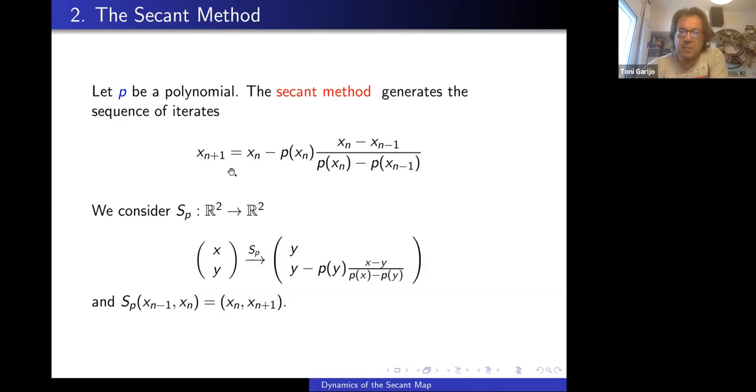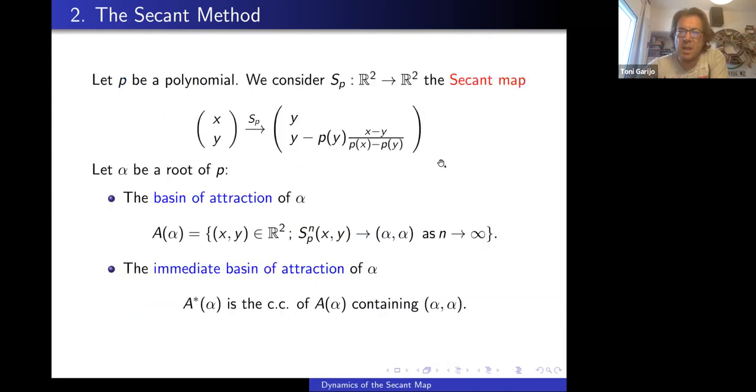So really, the secant method is a root finding algorithm using two variables. So we need two variables. It doesn't matter if you consider the variable real or complex, but you need two variables. In fact, this is just the secant map, and this is the algorithm for constructing the sequence.